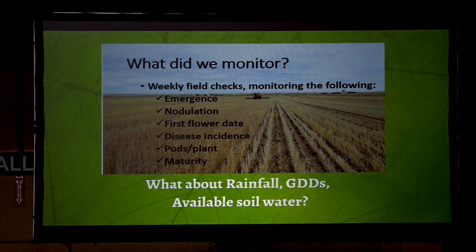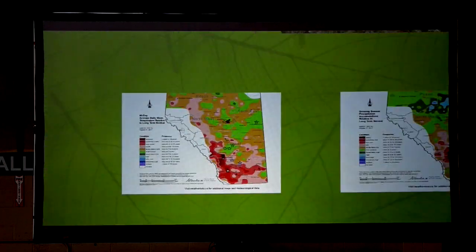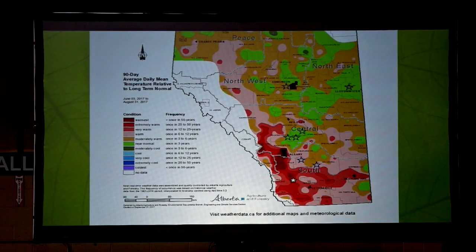Well, we had a lot of stuff, and I've talked to you about some of it. We had weekly field checks, and our agronomists were out there measuring the following: emergence, nodulation, first flower date, disease incidence, pods per plant, and looking at general maturity. We also looked at rainfall, growing degree days, and even did our available soil water calculations, so we knew how much was available before planting.